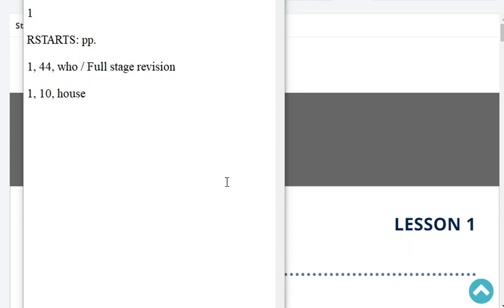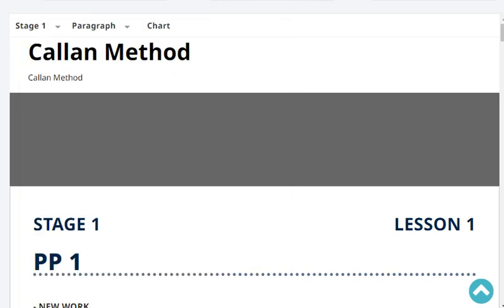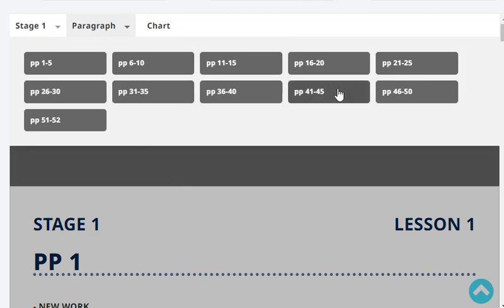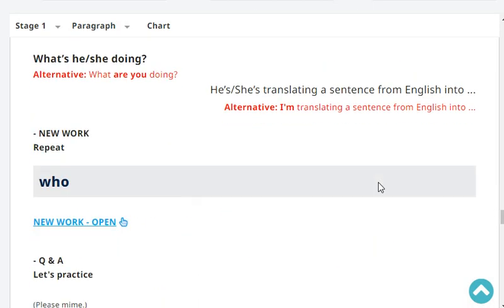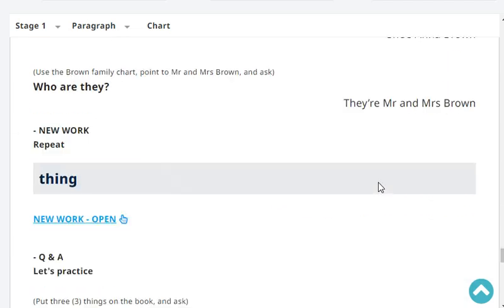We are at stage 1, paragraph page 44. Last headword was "who." Full stage revision, correct? Okay, yes, correct. Very good. Okay, so let's start from where you ended. Let me just scroll down. Who? Okay, here we go.